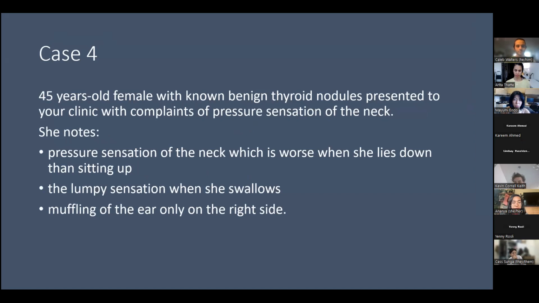A 45-year-old female with known benign thyroid nodules presented to your clinic with a pressure sensation of the neck. She notes the pressure sensation of the neck is worse when she lies down than sitting up. If you think about physics, if there's something sitting on your neck, it gets worse when lying down. So that's something I asked the patient. She also has a lumpy sensation when she swallows, and some muffling sensation of the ears. That happens when the patient has a super humongous thyroid nodule.